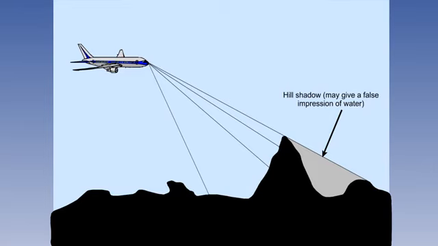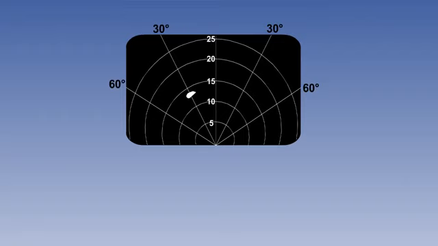Flight over high ground can produce a false image of a series of lakes due to radar shadow caused by the mountains. The other use of the mapping function is to identify a ground feature and thereby obtain a position fix.